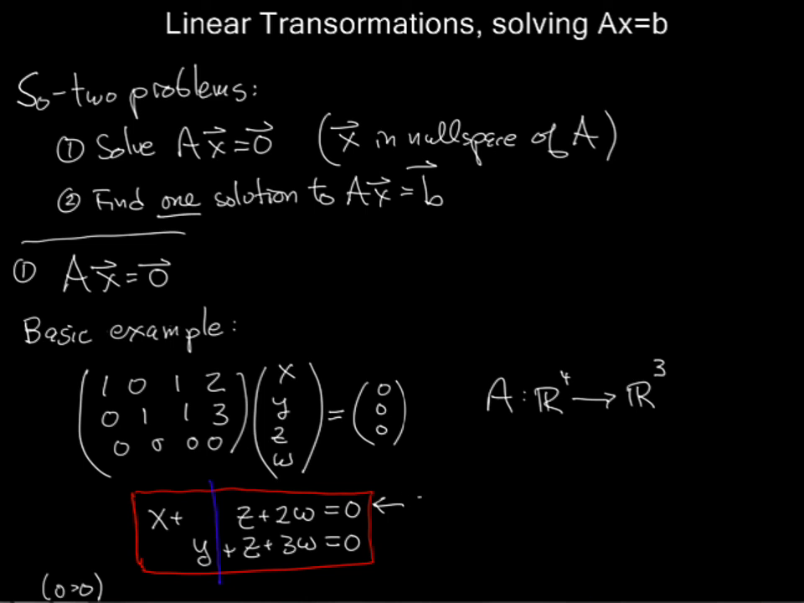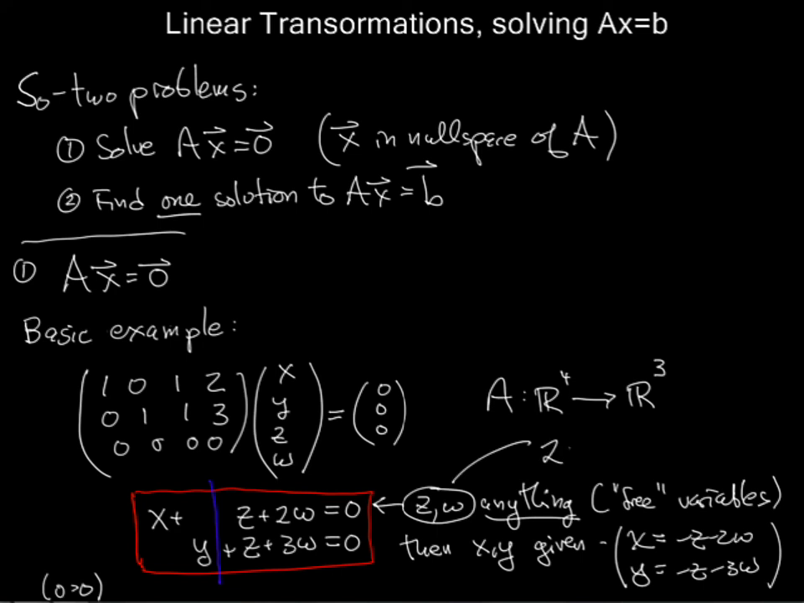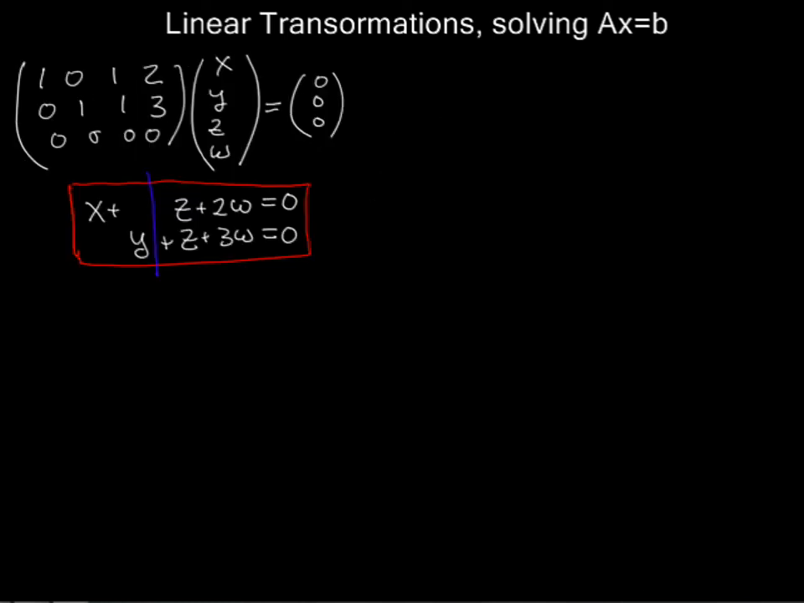The variables z and w can be anything you want, because no matter what you take them to be, you can then solve the first equation for x and the second equation for y. So z and w are called free variables, and then x and y are the dependent variables. So as I said, you can solve for x and y in terms of z and w like this. That is to say, this is a two-dimensional space of solutions because you have two free variables, z and w.